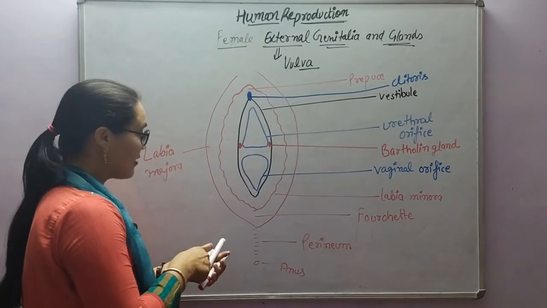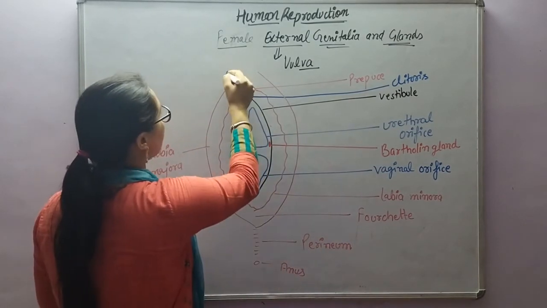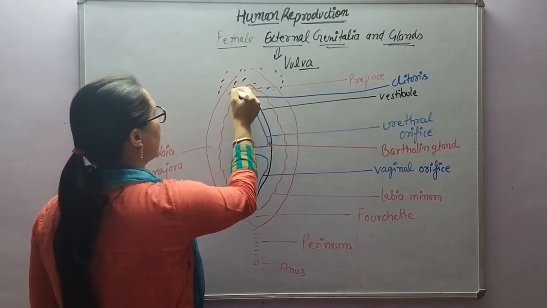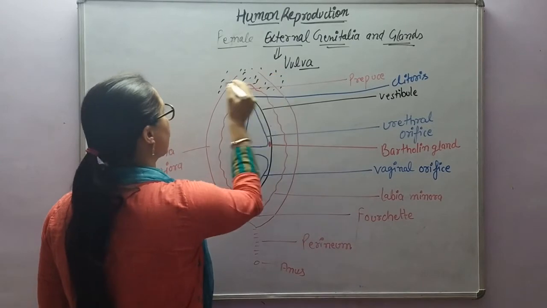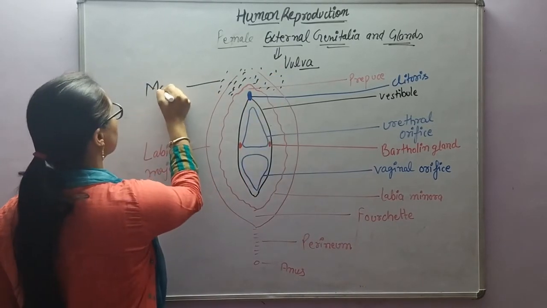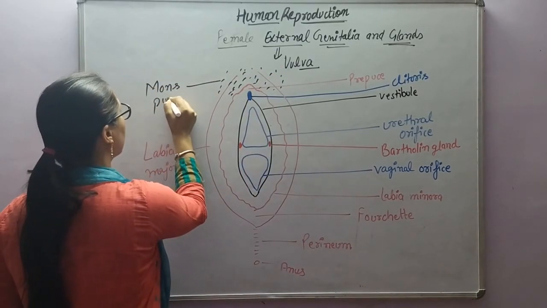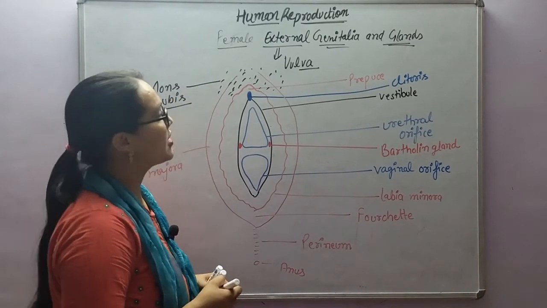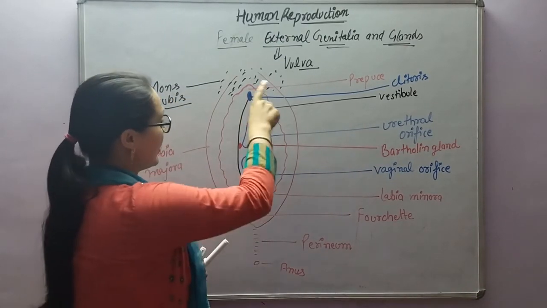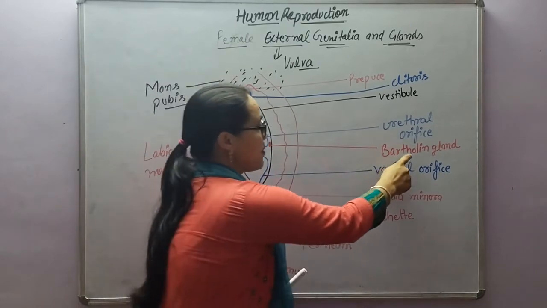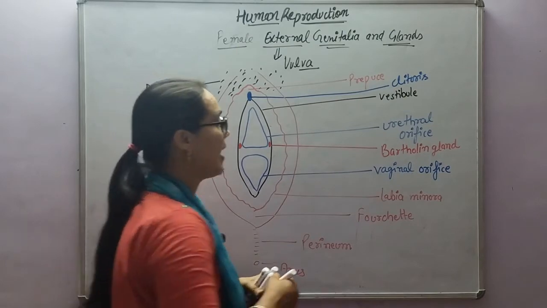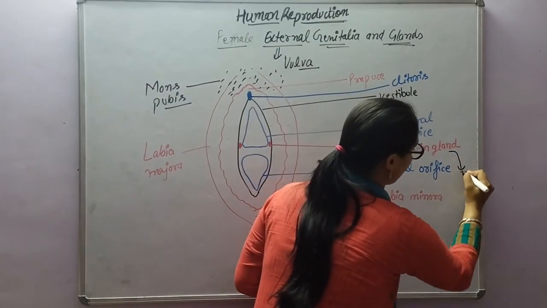And here at the top, this portion is known as the mons pubis. This is the place where pubic hair grows. So this is the external genitalia. This Bartholin gland is also known as the bulbovestibular gland.